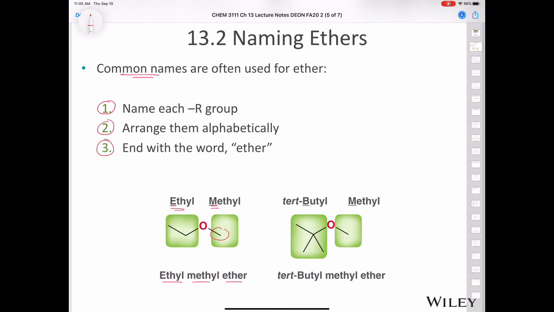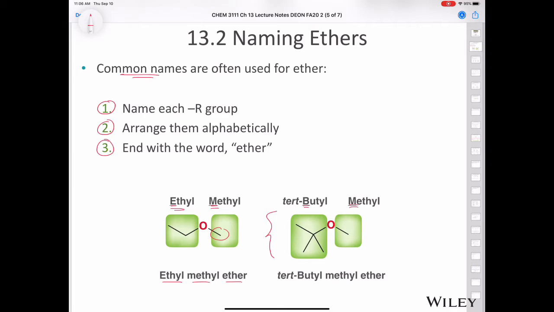Here's another one. We have a tert-butyl group on the left side, and we have a methyl group on the other side. Now remember, we ignore all prefixes except iso, cyclo, and neo when it comes to alphabetization. Tert is not one of those prefixes, and so we ignore tert, and we alphabetize this group according to the letter B for butyl and M here. And so the name of this compound, the correct common name would be tert-butyl methyl ether.